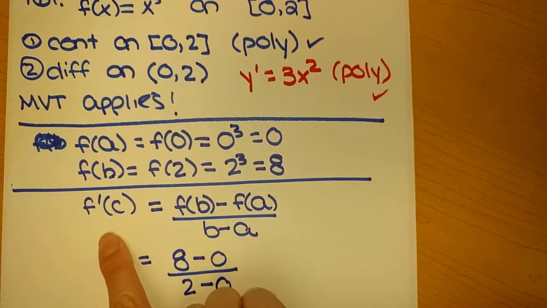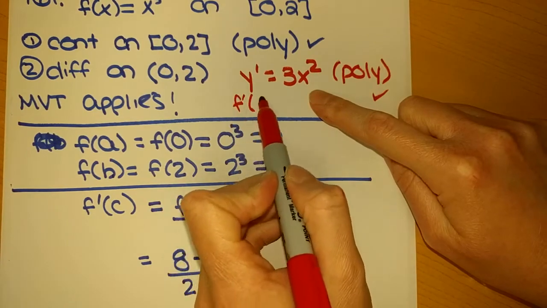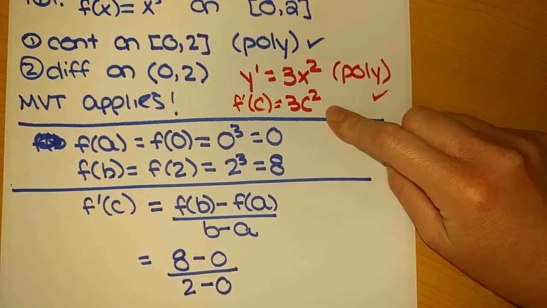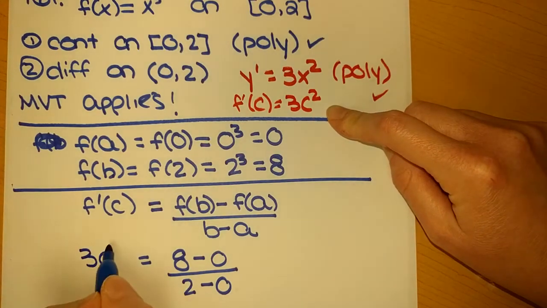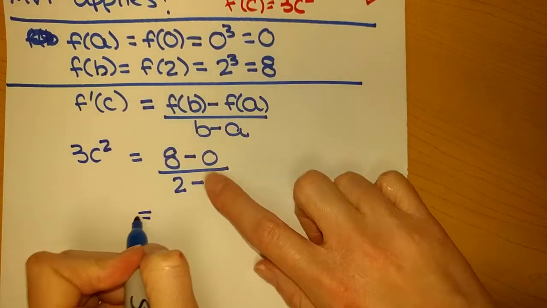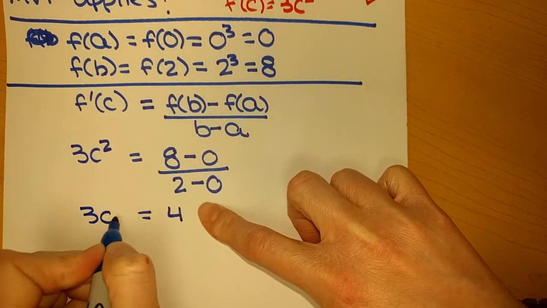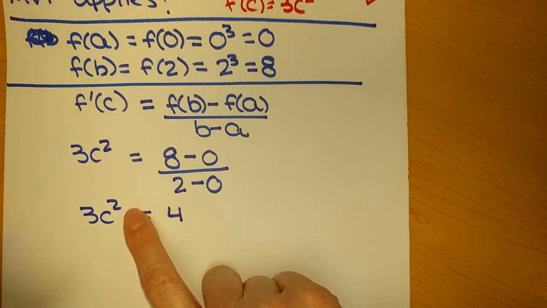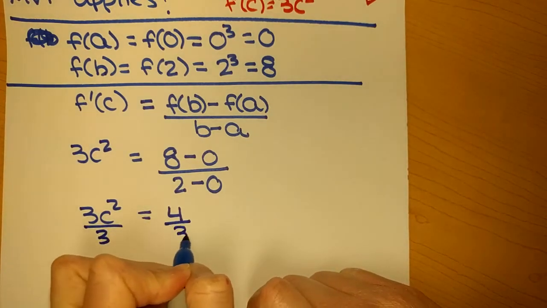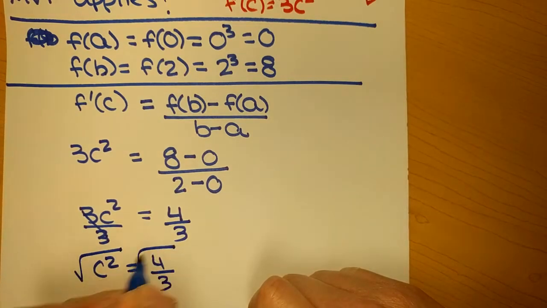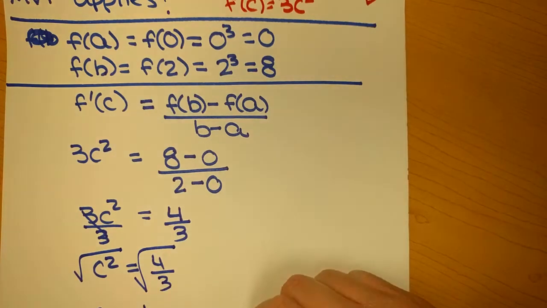Now, for our f prime of c, we go to our derivative and we say, okay, if we're looking at f prime of c, all these x's will get replaced with c, so we'll have 3c squared. So f prime of c is 3c squared. Okay, so now we just have 8 over 2, so 4 equals 3c squared, and then we can easily solve for c here. We have a quadratic equation, but we can isolate the c by dividing by 3, and then taking the square root of both sides to get plus or minus.